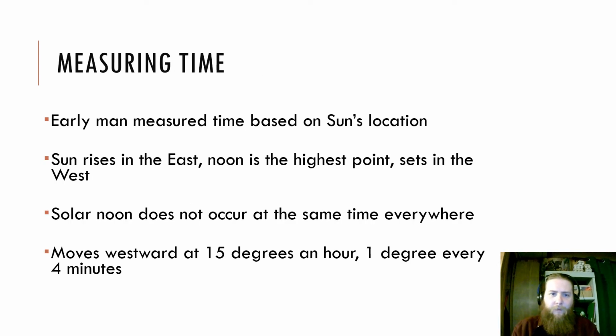So early man measured time based on the sun's location. The sun will rise in the east, have noon at its highest point, and then set in the west. But solar noon does not occur at the same time everywhere. It moves westward about 15 degrees an hour, or 1 degree every 4 minutes. So we had to figure out some way to measure time that made sense once we decided to travel faster than horse and carriage. And even horse and carriage was starting to push it. Once we got trains, planes, and automobiles, we had to figure out how to measure time in a way that everybody was having noon at the same time, and everybody was experiencing what we now call time zones.